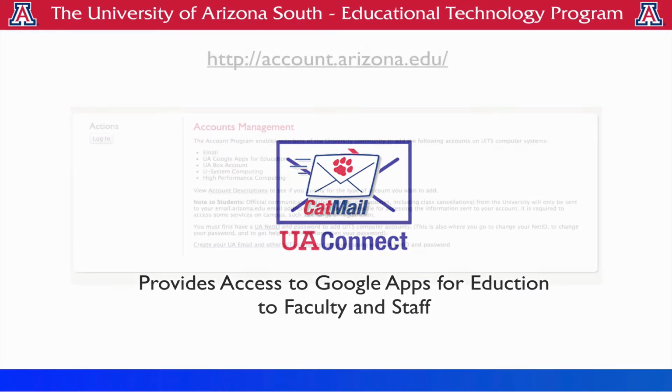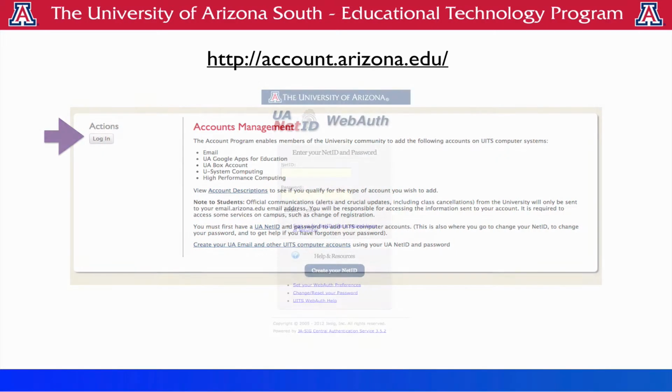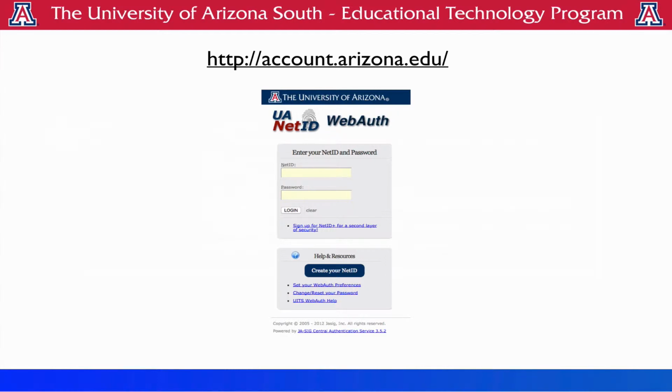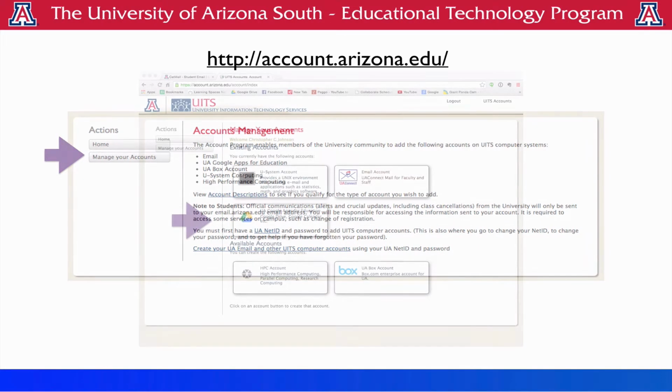And to do this, you'll go to account.arizona.edu. Click on the Login button, and that will take you to WebAuth. So you'll sign in just like you sign in to anything else that you're trying to get into with your UA NetID and password. You'll then be returned to a screen that looks like this, and we now have two new buttons. You're going to click on the Manage Your Accounts button.